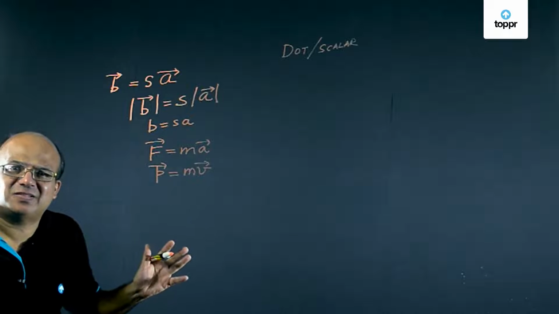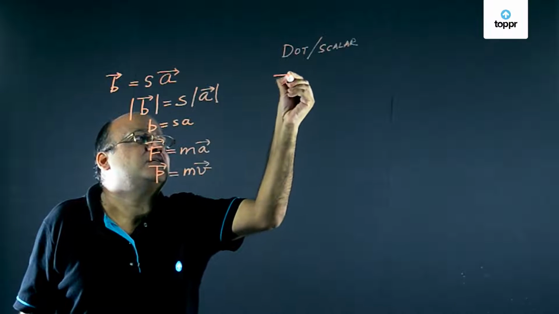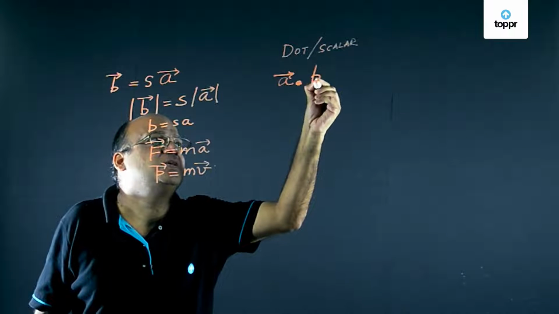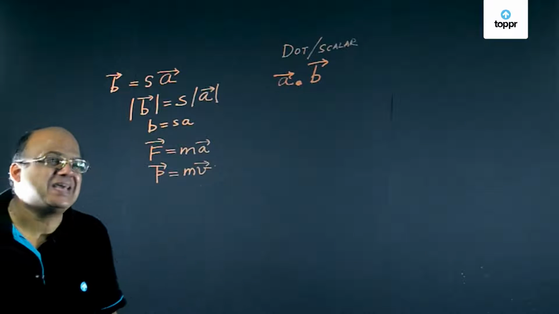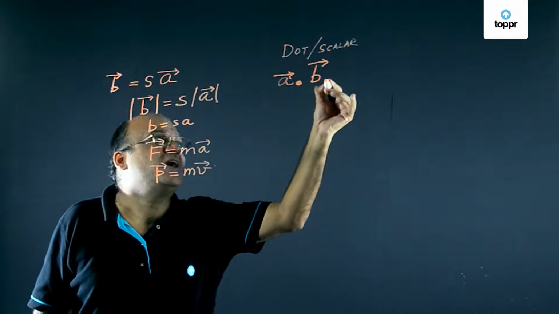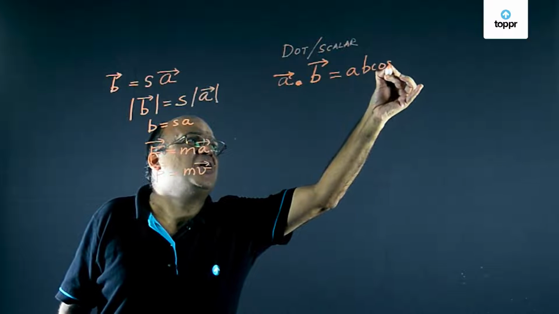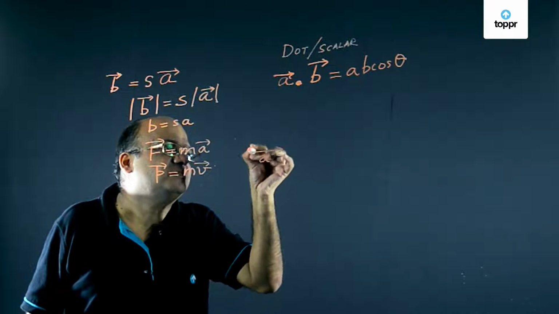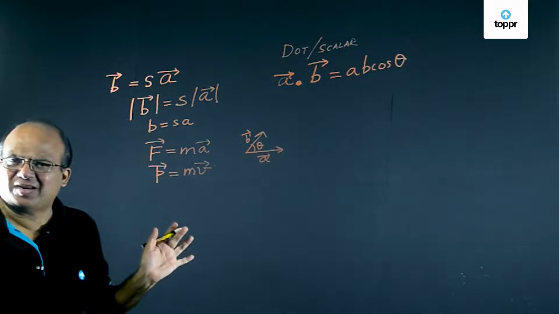Please remember this. To write A vector dot B vector, we must put a dot. This dot must be visible. Without the dot, it is meaningless. So you must put the dot. A vector dot B vector. This is how we are going to read this. And this is equal to AB cos theta, where theta is the angle between A vector and B vector. So A vector dot B vector is AB cos theta.